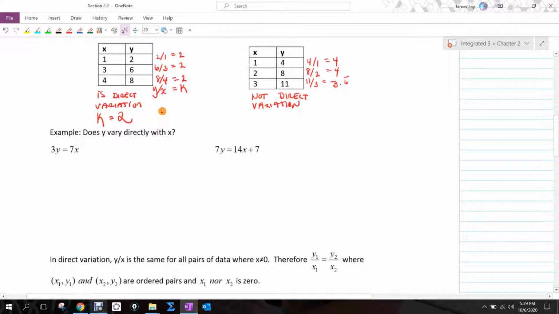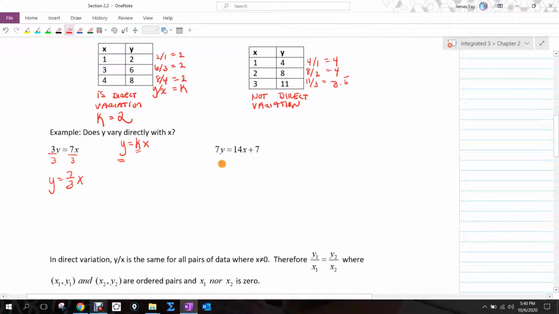Here the question is, does y vary directly with x? Based on our definition, can we rewrite this as y equals some k times x? Every direct variation equation or function should be able to be written this way. So can I isolate y? I divide both sides by 3, and you get y by itself, so that's good. Now I get 7/3 times x. Does that model this? It does. This 7/3 is my constant of variation, so we're good to go.